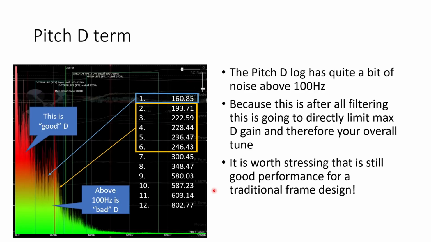I really want to stress at this point that this is still really, really good performance for any traditional frame design. I've got some other videos of some other frames which perform a lot worse than this.